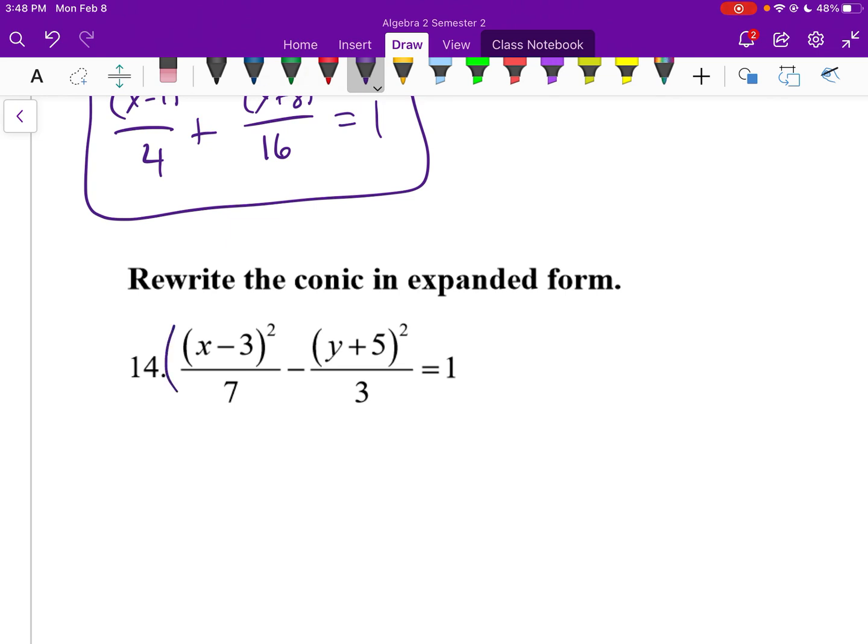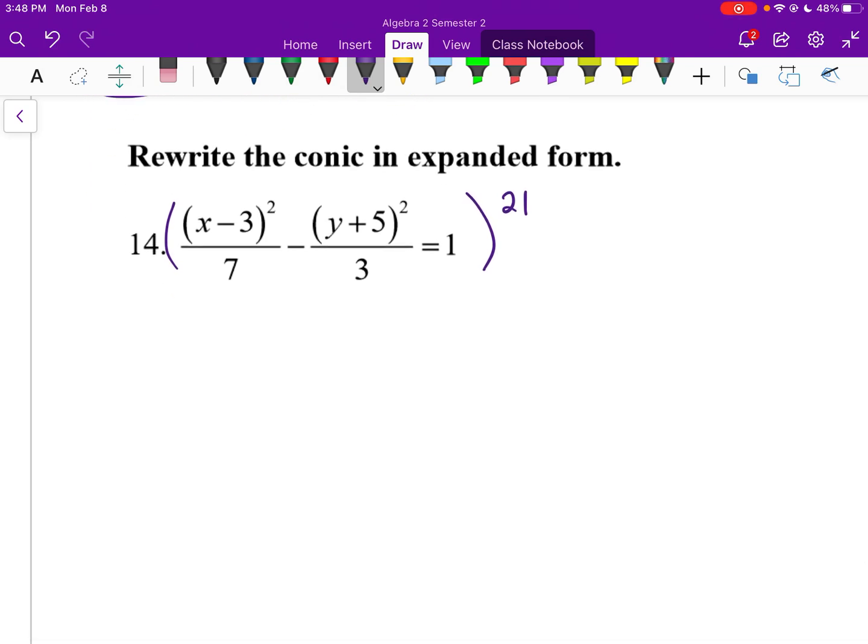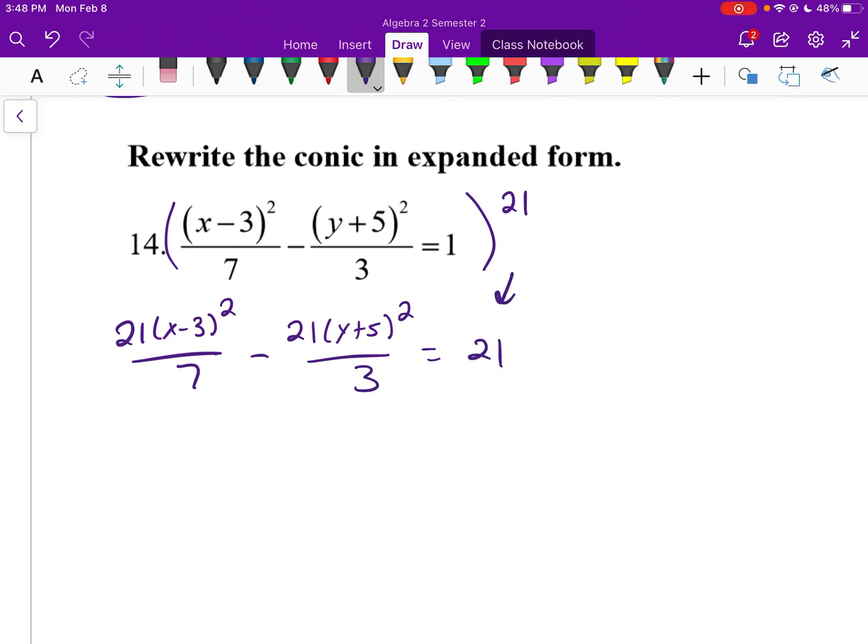In these cases, we need to get rid of the denominator, so we have to find the LCD of those denominators. The least common multiple of 7 and 3 is 21. So we multiply the whole equation by 21. So 21 times x minus 3 squared over 7 minus 21 times y plus 5 squared over 3 is equal to 21. Do not forget to multiply the right side by it. That's a common mistake. And what you notice, 21 over 7, you're going to get 3 times that x minus 3 squared.